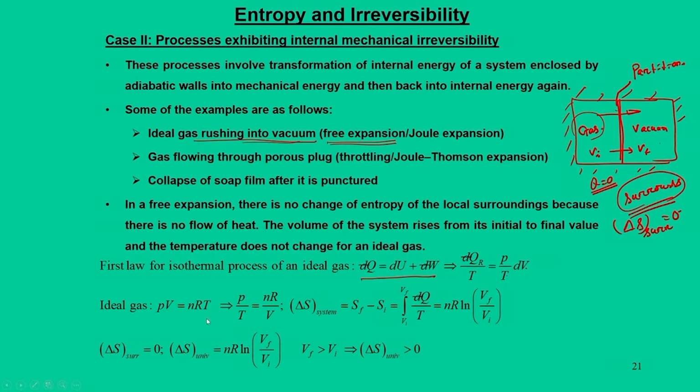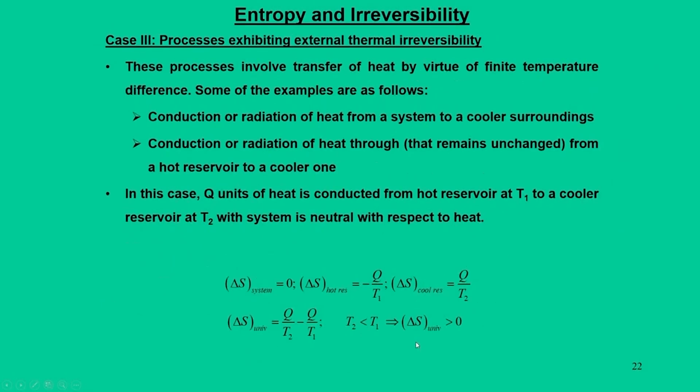Now, from these equations we can use the ideal gas equation to find the entropy change of the system. The entropy change of the surroundings is 0, and summing the entropy change of the system and surroundings, we find that the entropy change of the universe is nR ln Vf by Vi. From this equation, since Vf is always greater than Vi, delta S of the universe will always be greater than 0.